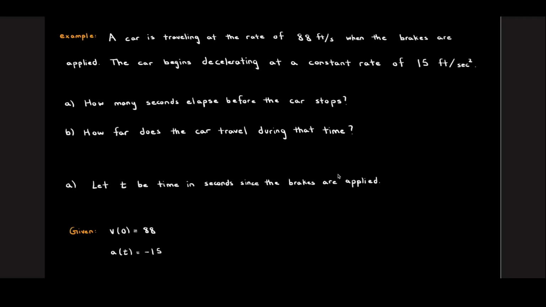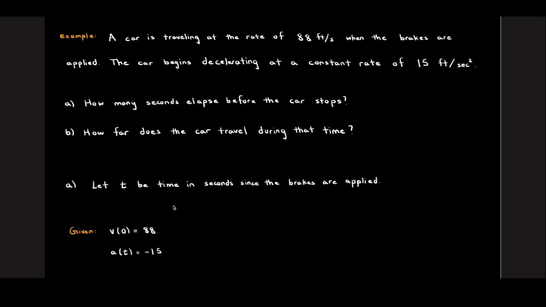This one is a more application-focused problem, and that's really what differential equations are all about. They model real-life situations. So it says that a car is traveling at a rate of 88 feet per second when the brakes are suddenly applied. And so the car begins to decelerate at a constant rate of 15 feet per second squared. And we need to figure out how long it takes for the car to come to a complete stop, and also how far the car travels during this time that it's braking.